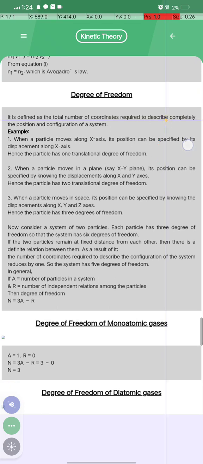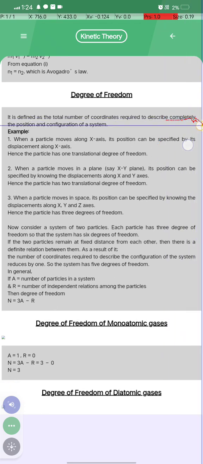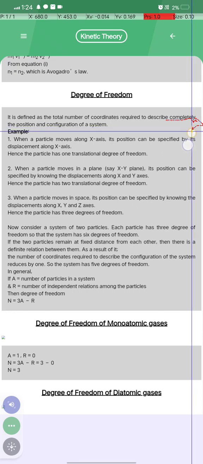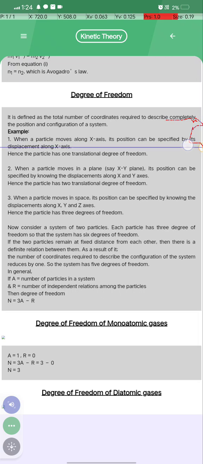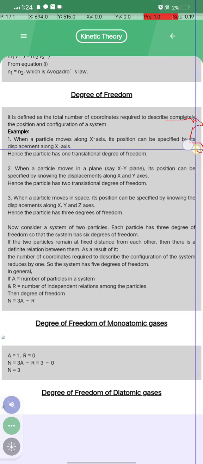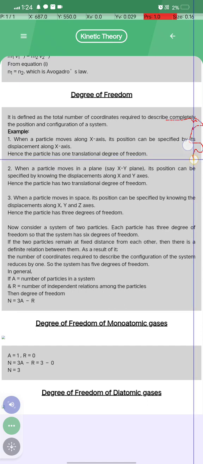What is degree of freedom? It is defined as the total number of coordinates required to describe completely the position and configuration of the system. Example: when a particle moves along the x-axis, its position can be specified by the displacement along the x-axis. Hence, the particle has one translational degree of freedom.